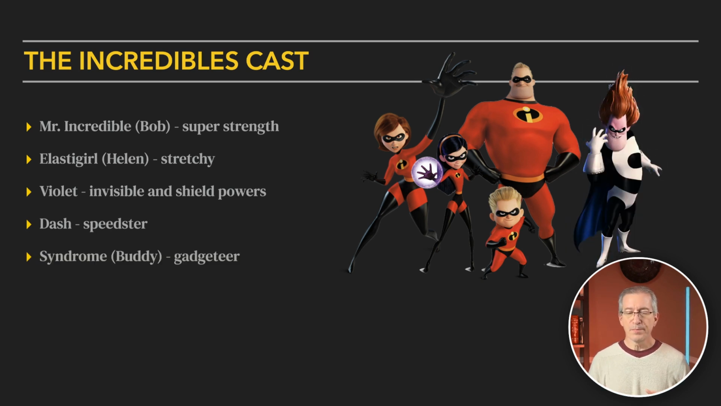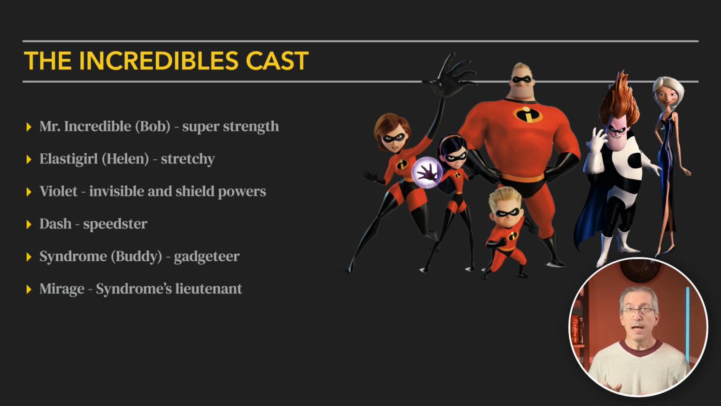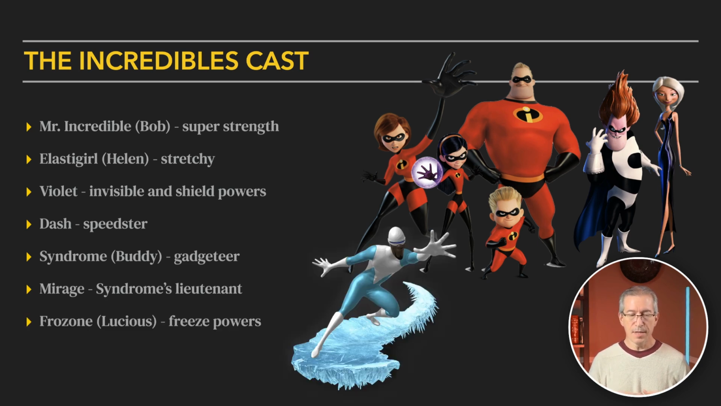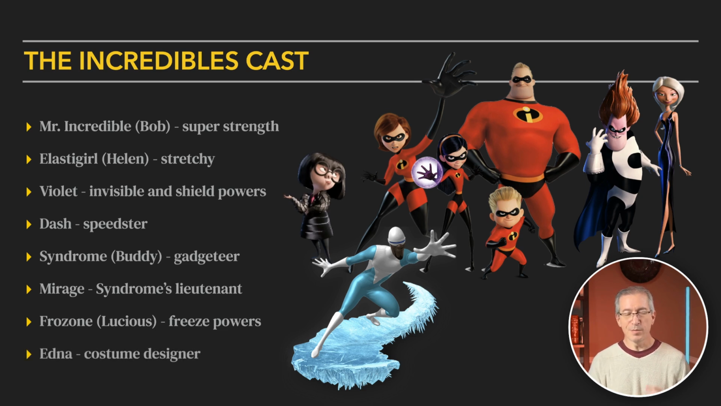And Syndrome is the main nemesis, the antagonist, and he's a gadgeteer. He has an ally, a lieutenant named Mirage, and Bob Parr has a friend named Lucius who is a super as well, and he is Frozone, a la Iceman. And lastly, there's Edna, who is a costume designer for this group and other supers.